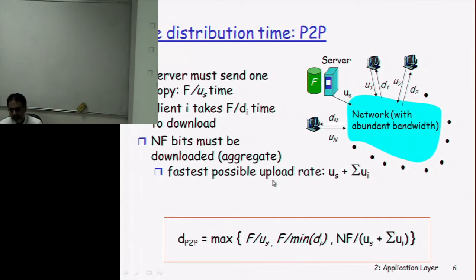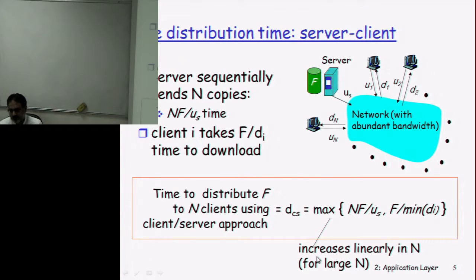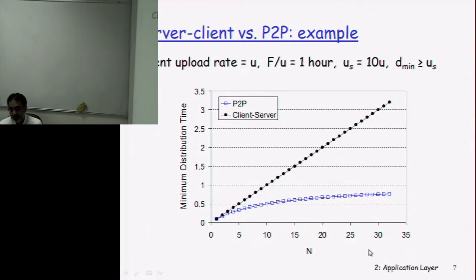As we discussed, in case of client-server, for a large number of n, the increase in the client-server delay will be linear. Look here, is this a linear increase? Yes. If the number of n is increasing 5, 10, 15, 20 linearly, the minimum distribution time is also increasing: half an hour, 1 hour, 1.5 hours, 2 hours, 2.5 hours, 3 hours, like this, linearly. This increase is linear.